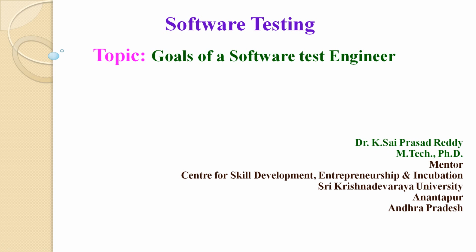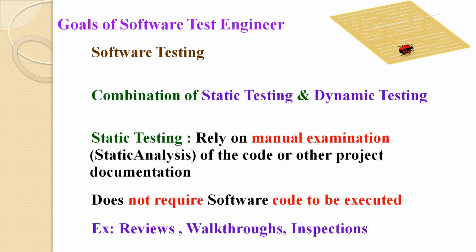And in today's session we are going to discuss the goals of a software test engineer. What are the different goals of a software test engineer in the project? Software testing is nothing but the combination of static testing and dynamic testing. That is, both static testing and dynamic testing put together is called software testing. That means, as a software test engineer, you have to perform both static testing as well as dynamic testing. This is your responsibility. Now, we will discuss static testing and dynamic testing.